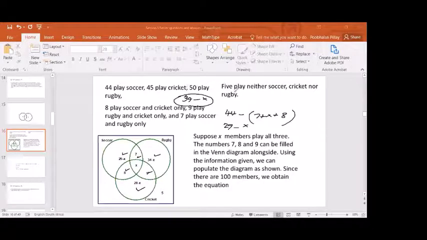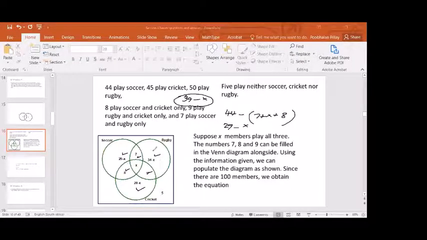But now they say that 5 play neither soccer, you can't say use neither. The 5 play none of soccer, cricket, and rugby. So that means there are only 5 people outside the set. These people who are outside are the people who play none of these 3 things. So there are 5 people outside.